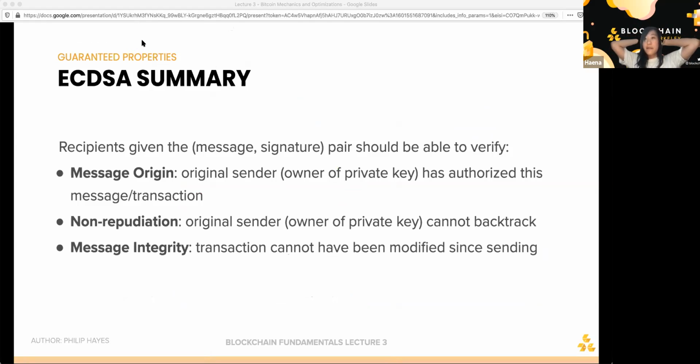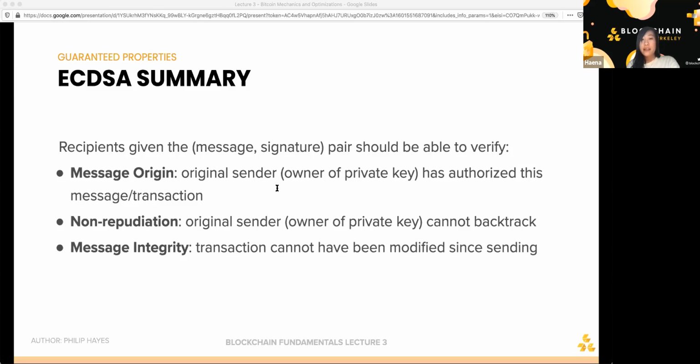This signature generation and verification algorithm allows recipients to verify these three properties with their transaction and signature pair. They'll be able to verify that the original sender of the transaction had actually authorized the transaction. Additionally, the original sender of that transaction, AKA the owner of the private key, cannot backtrack after they send the transaction and say, oh, I never made that transaction. What are you talking about? You're just imagining things. They can't do that because Bob will still be able to verify the signature as belonging to Alice.